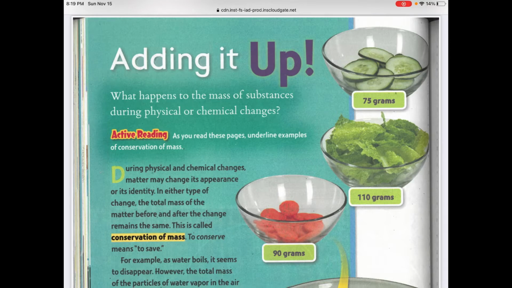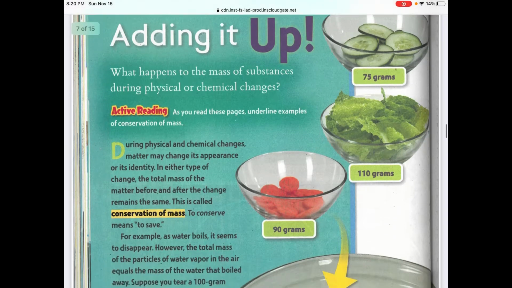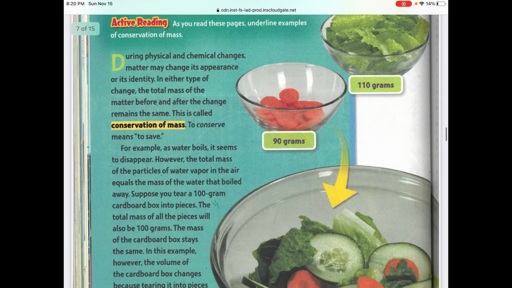During physical and chemical changes, matter may change its appearance or its identity. In either type of change, the total mass of the matter before and after the change remains the same. This is called conservation of mass. To conserve means to save. For example, as water boils, it seems to disappear. However, the total mass of the particles of the water vapor in the air equals the mass of the water that boiled away.